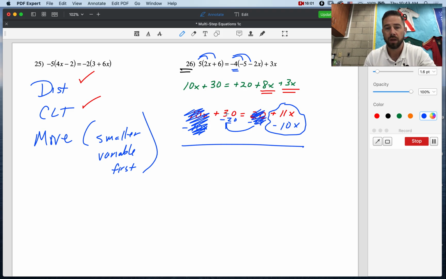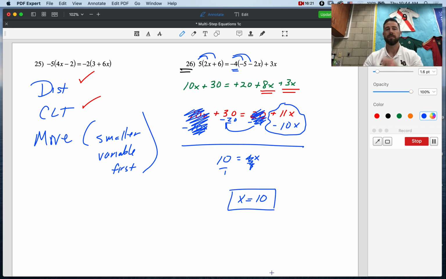He's gone. 30 minus 20 is 10. And what's 11x minus 10x? Well, it's 1x. Okay, we got the 1 stuck there. So we're just left with x equals 10 divided by 1, which means x equals 10. Okay, beautiful. That is our lesson.